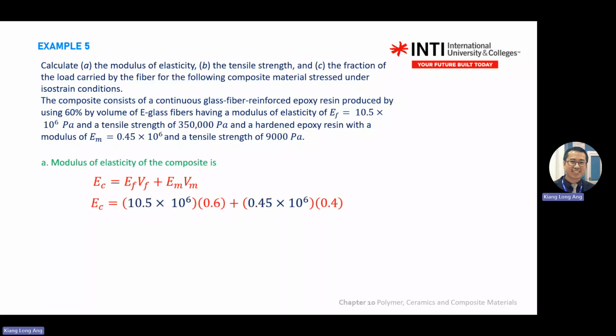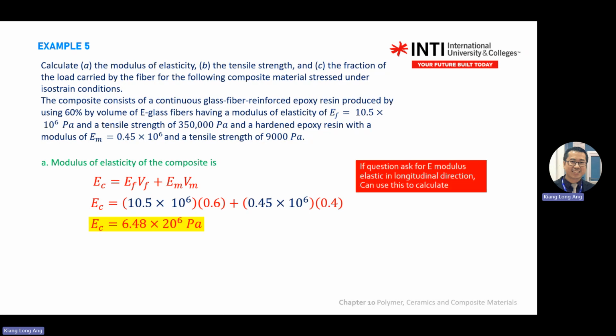Okay. Then you substitute fiber modulus Young or elasticity. Volume is given, volume fraction. So volume fraction is 60% fiber, so you just put 0.6. Matrix is 0.4. Okay. Then you press the calculator, you get the composite modulus of elasticity. Okay.